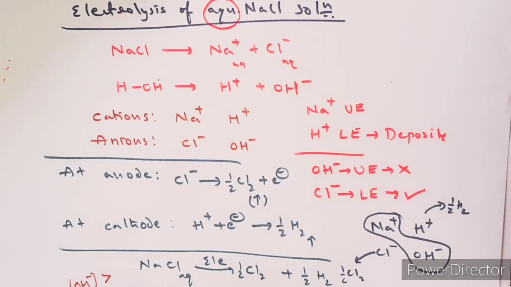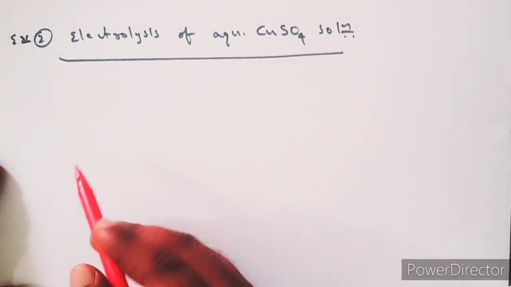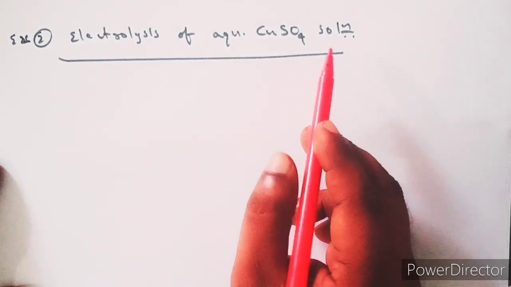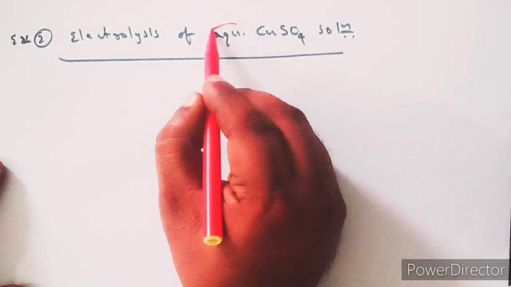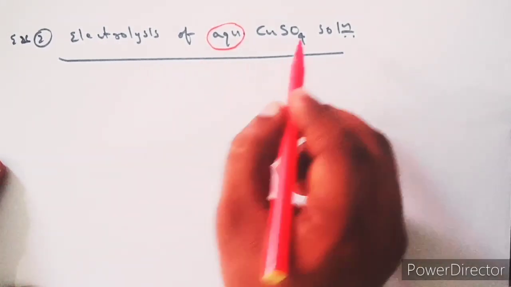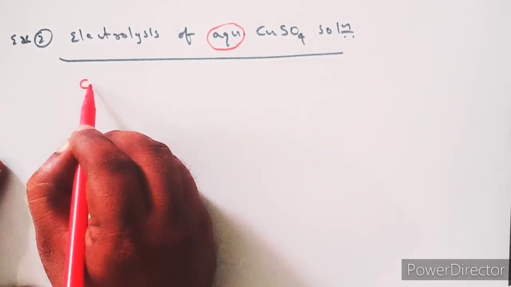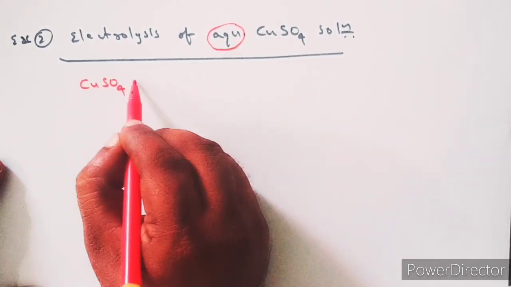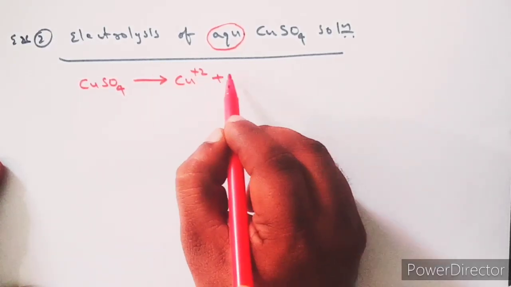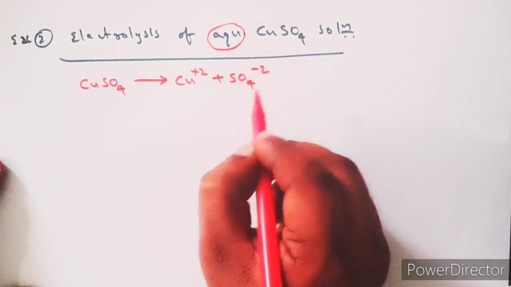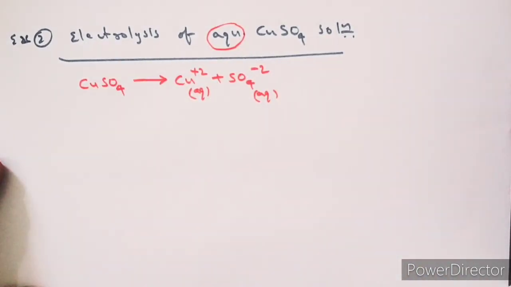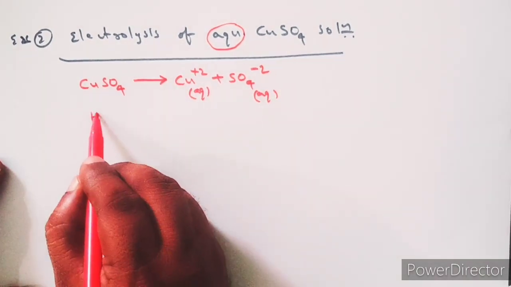Let us discuss the second example, that is electrolysis of aqueous copper sulfate solution. Aqueous is there, so definitely water can also be involved in the reaction. Copper sulfate will get ionized in water as cupric ion and sulfate ions, surrounded by water, which is called hydration. And water is also there.